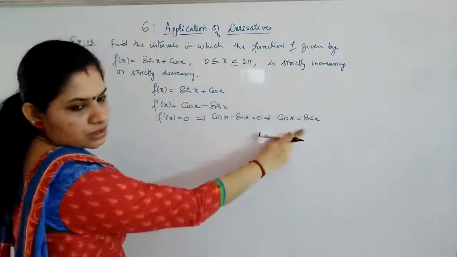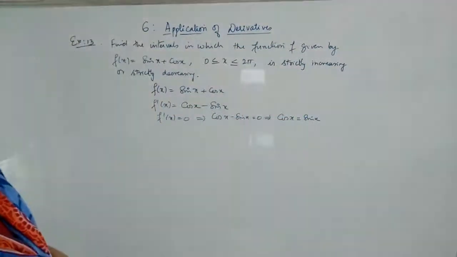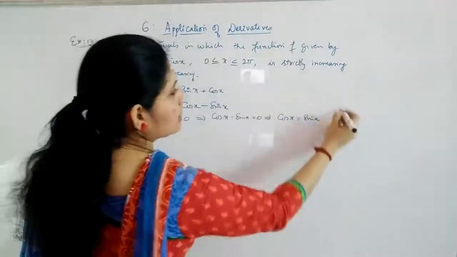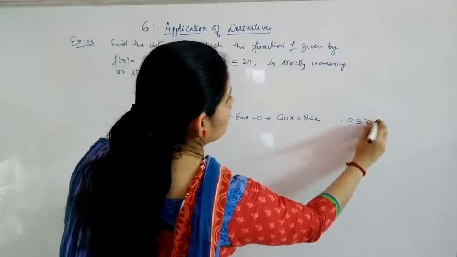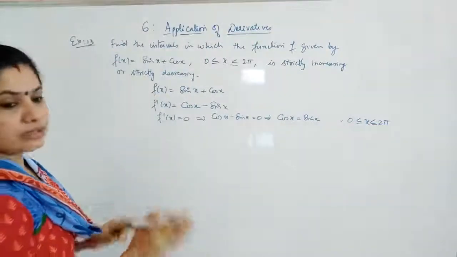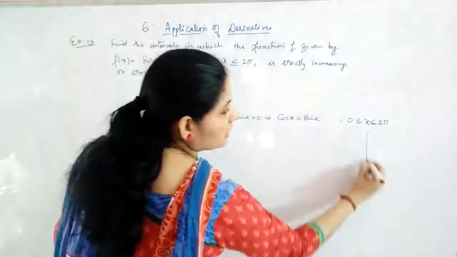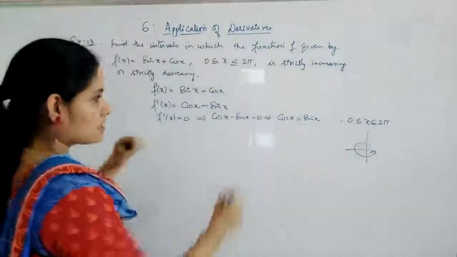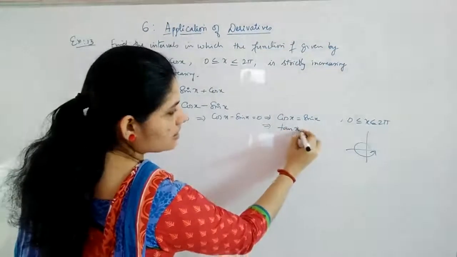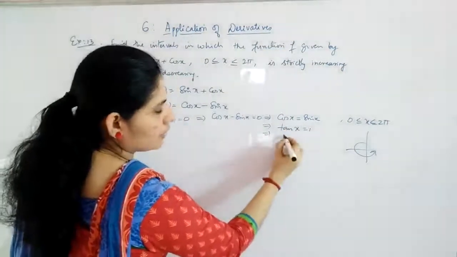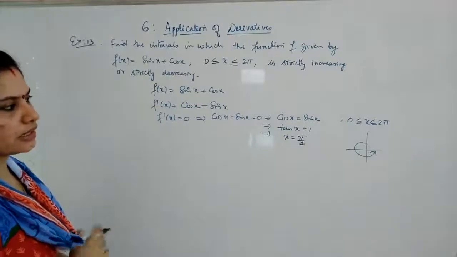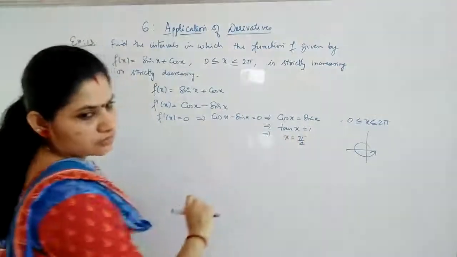In this manner you can find out what x is, or else you make it tan x or cot x. The interval we know is between 0 and 2 pi. So cos and sin values coincide, and you have to check within this interval. If I make it sin by cos, then you will get tan x equal to 1. This will be more comfortable for finding x. So x can be pi by 4, one value. What will be the next value where tan is positive?